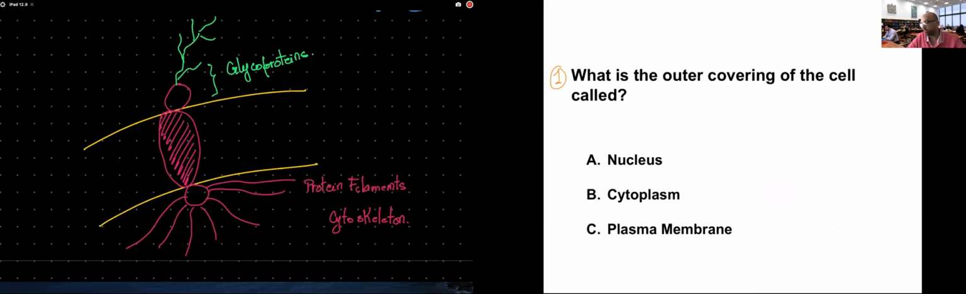So our first question for today, for the in-class activities: what do you think the outer covering of the cell is called? Is it the nucleus, the cytoplasm, the plasma membrane? Plasma membrane, right? Plasma membrane.